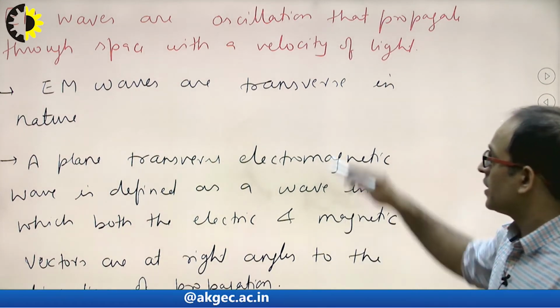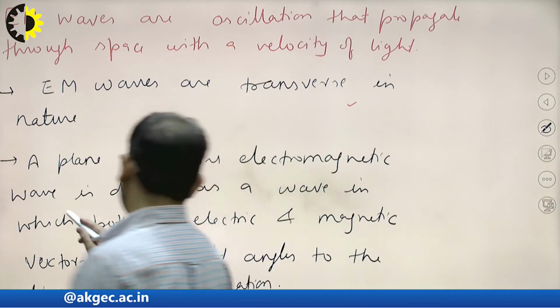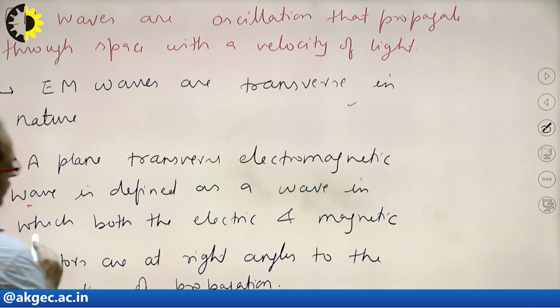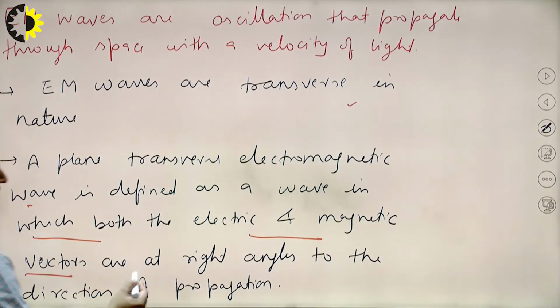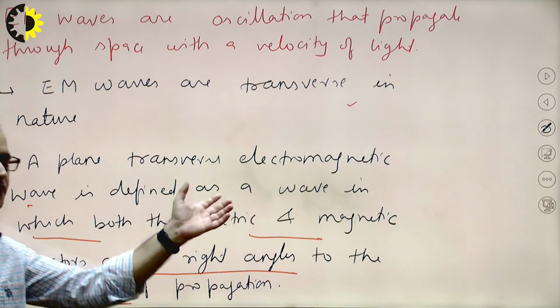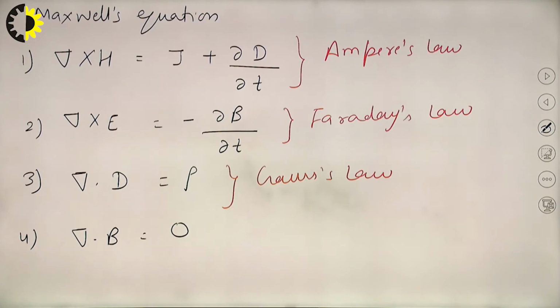Now see, EM waves are transverse in nature. A plane transverse electromagnetic wave is defined as the wave in which both electric field and magnetic field vectors are at right angle to the direction of propagation. I have told you the transverse field is that in which electric field and magnetic field are perpendicular to the direction of propagation.